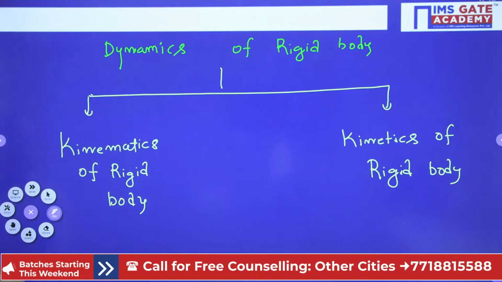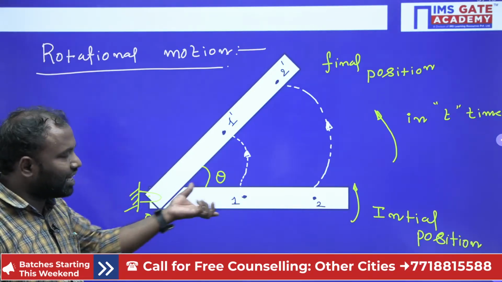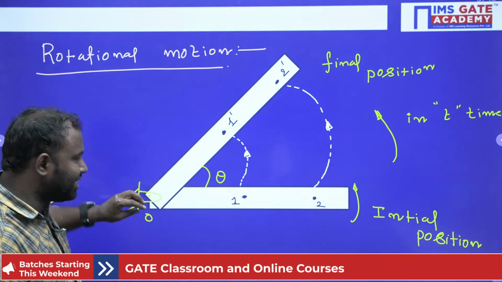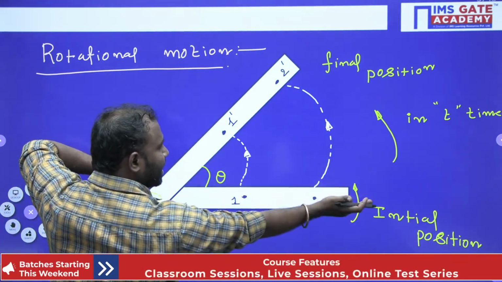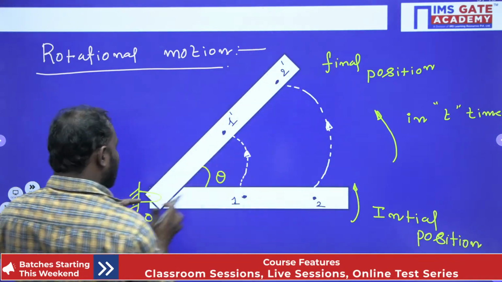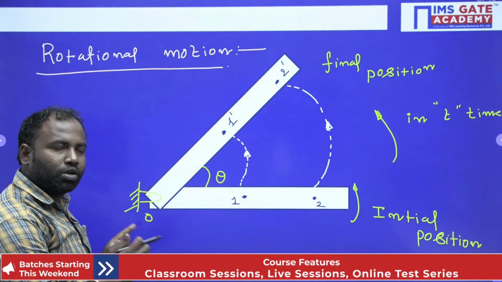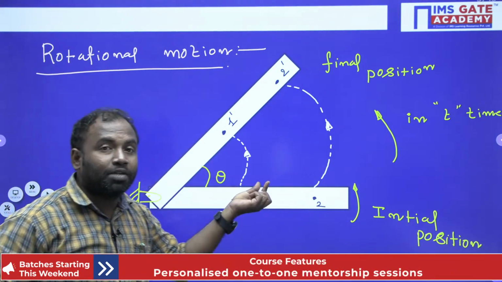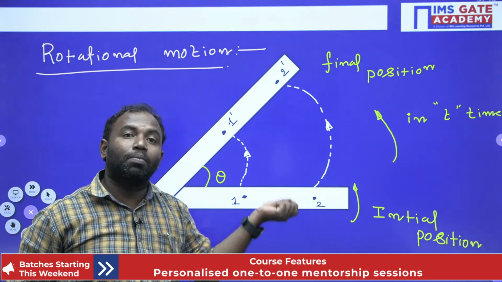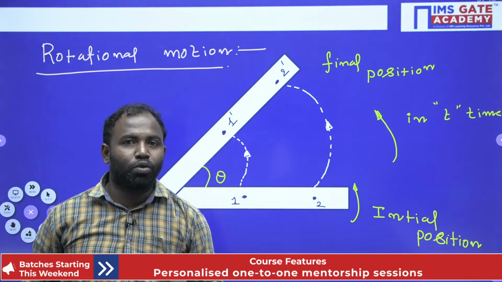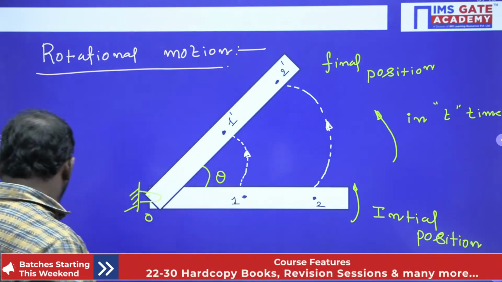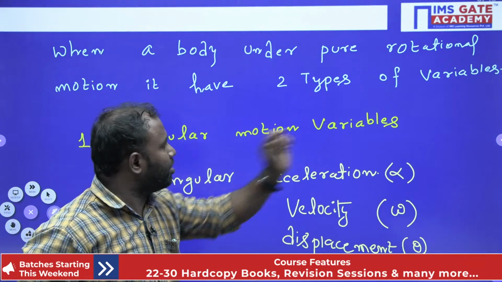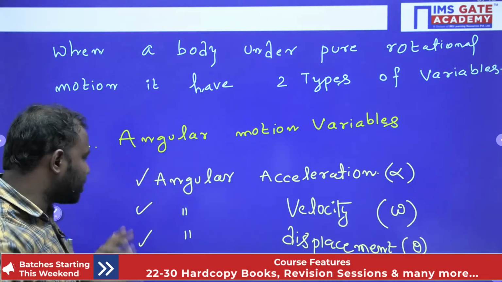When the body is in pure rotation, suppose I am considering one body, right? So this body is hinged at this point, and if I apply a moment over here, it is going to rotate about point O, right? In order to study the motion variables when the body is in pure rotation, we have two types of motion variables. What are those? One is angular motion variables, and the second one is linear motion variables.